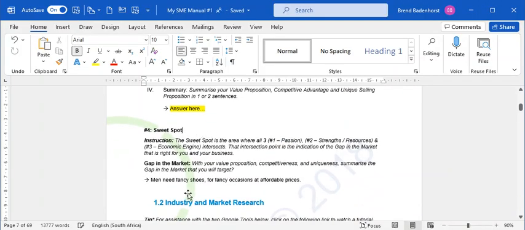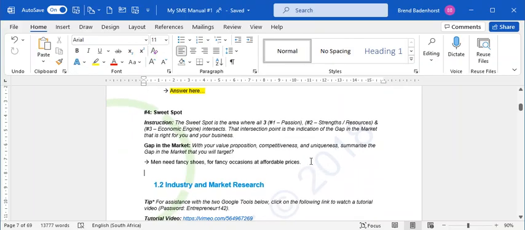And as simple as that, that is how you use the sweet spot model in order to create a good business idea. I will see you guys in the next video.